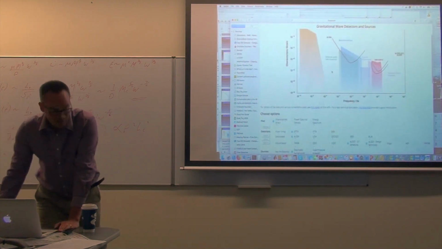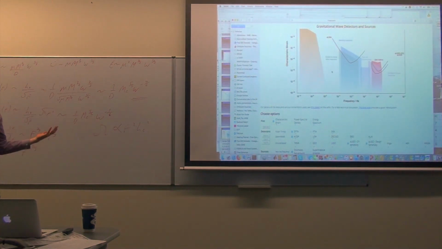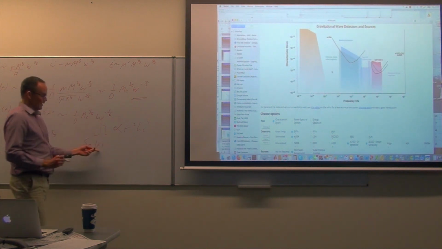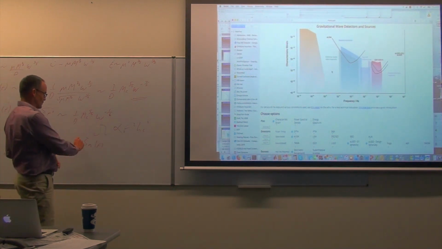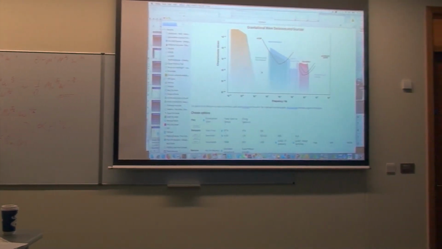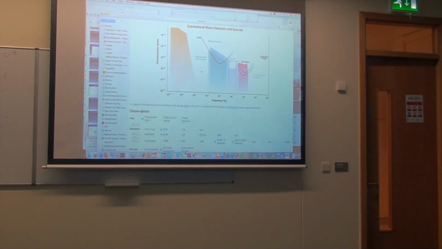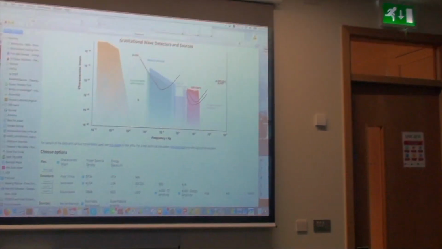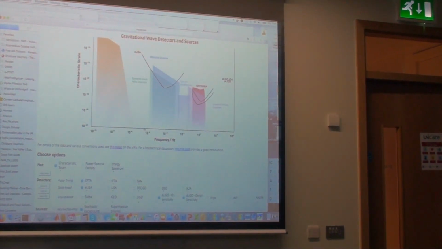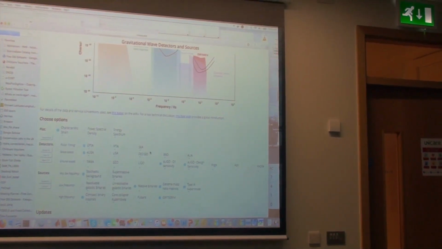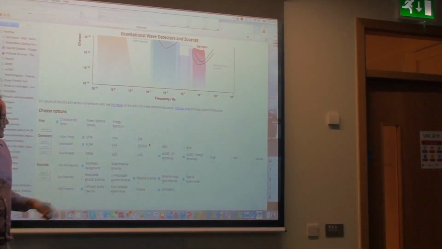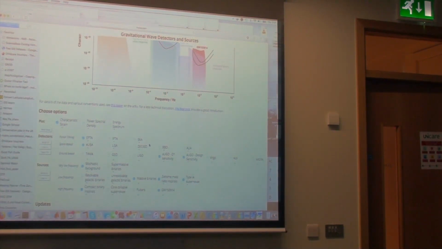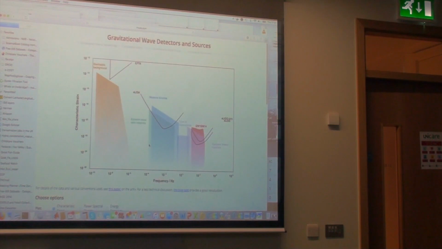We talked about these various ways in which you can represent sensitivity. There was the power spectral density, which is this Sn of f. There was the strain density, which was f times Sn of f. And then there was the energy spectral density, which was f cubed times Sn of f. You can select which of these types of sensitivity curve you want to see. You can choose a bunch of different detectors that you might want to include or not, and different types of source. It's been updated to include things like the first gravitational wave detection.